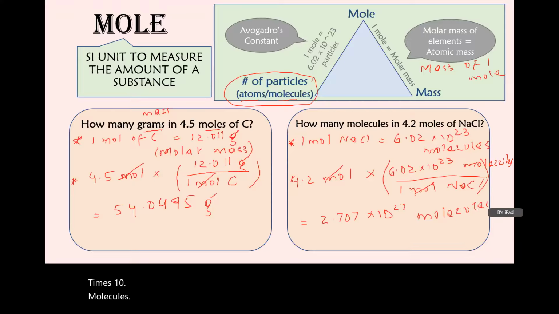Remember that you have to write your answer in the correct scientific notation. So your answer should not be 27.07. It should be 2.707, because remember, your coefficient for scientific notation must be between 1 and 10.